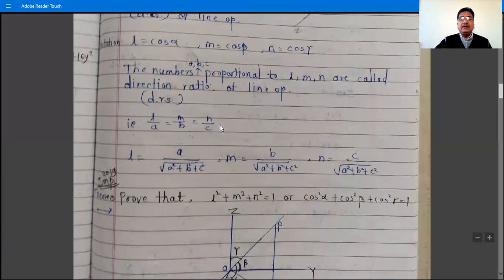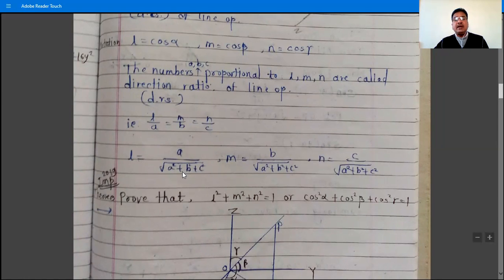And if we equate it with 1, then we have that this ratio is equal to 1 by root a square plus b square plus c square. So these ratios are equal and is equal to 1 by root a square plus b square plus c square. Therefore, L is a by root a square plus b square plus c square. M is this and N is this. So these three formulae give the relation between direction cosines, that is L, M, N, and direction ratios a, b, c.